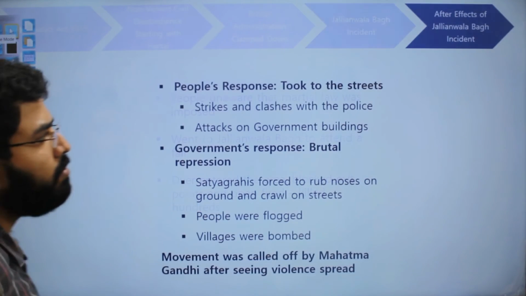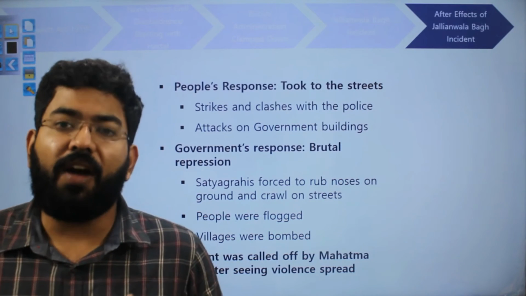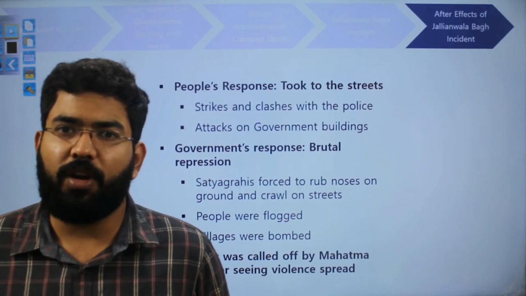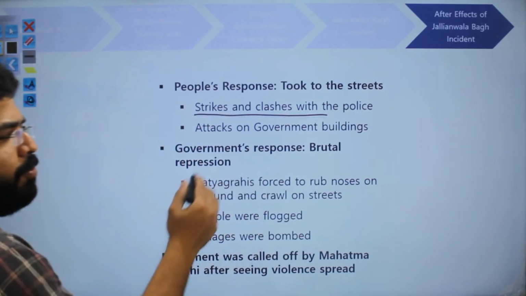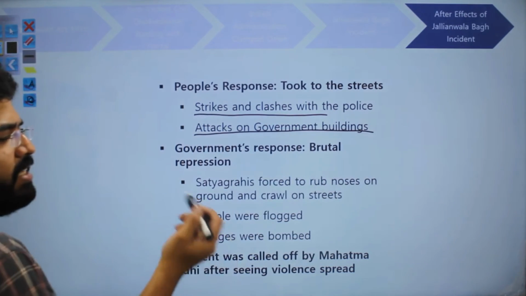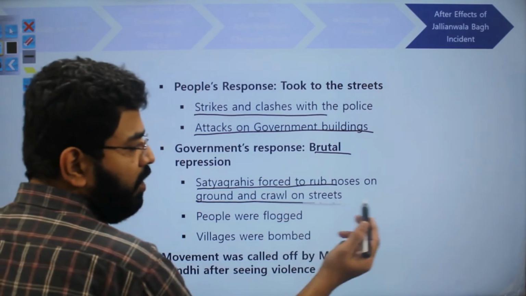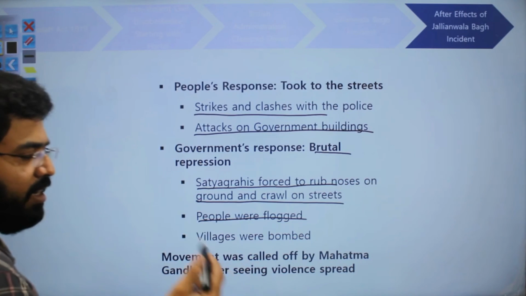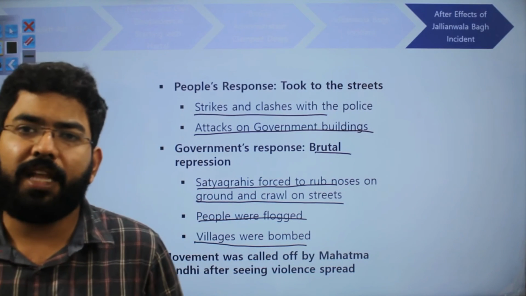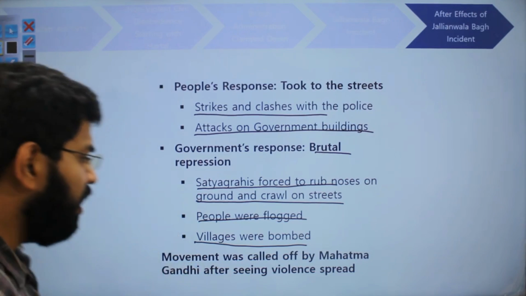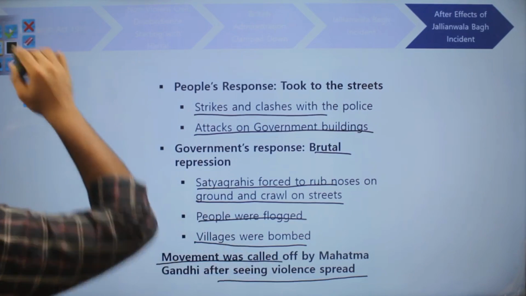People's response to this was quite violent because it hurt the sentiments of a lot of people, and we had various strikes and clashes with the police. There were attacks on government buildings. The government also responded, with satyagrahis being forced to rub noses on the ground and crawl on streets. People were beaten, villages were bombed. All this was leading to a lot of violence, which Mahatma Gandhi was against. Seeing so much violence, Gandhiji called off the movement against the Rowlatt Act.